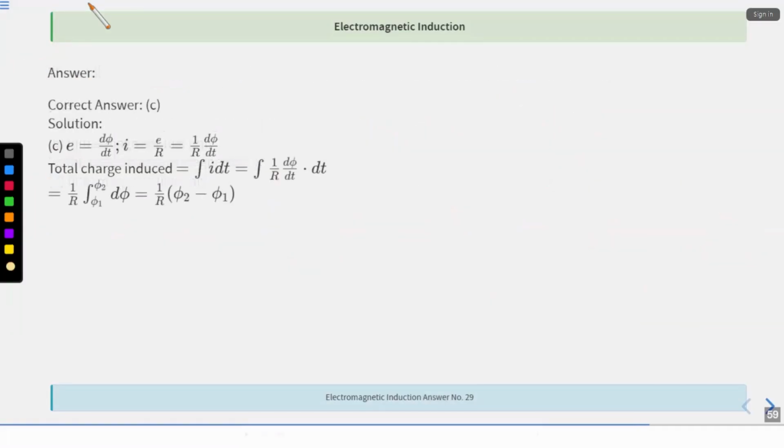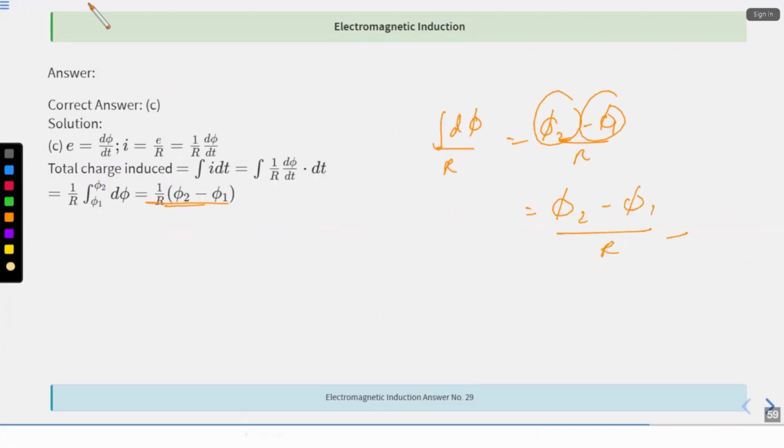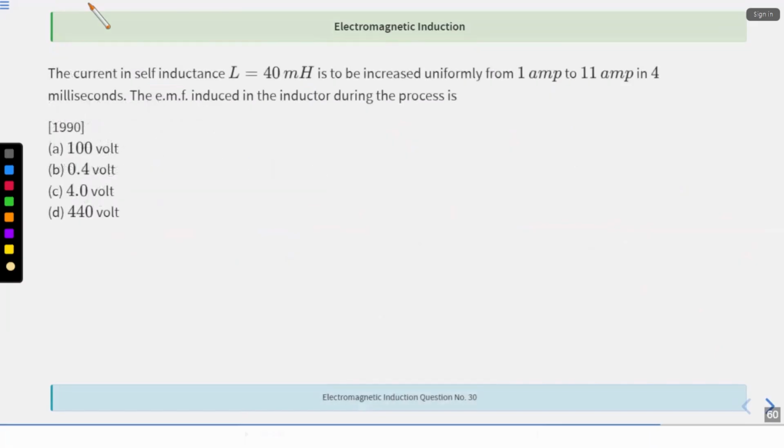Question number 30. You can write it like this: integration d phi by R can be written as phi 2 minus phi 1 by R, final flux minus initial flux divided by R. Let me write it clearly: phi 2 minus phi 1 divided by R. Okay. So moving on to question number 30.